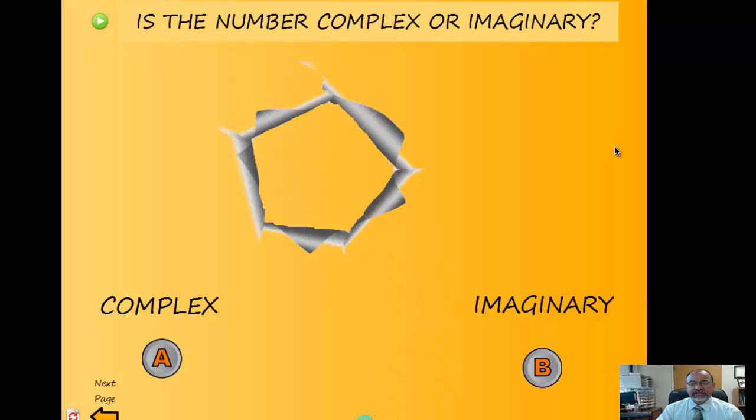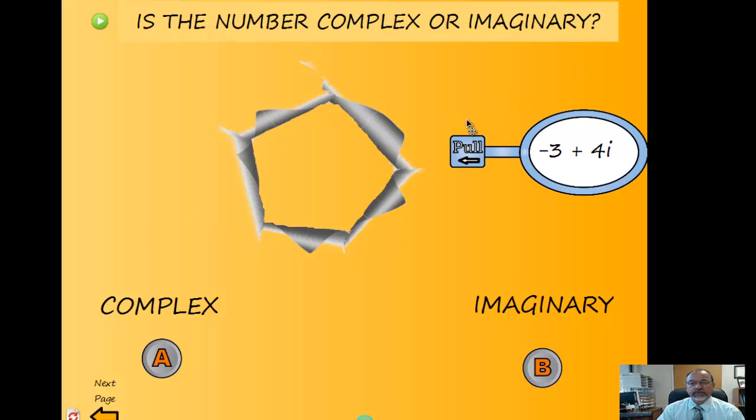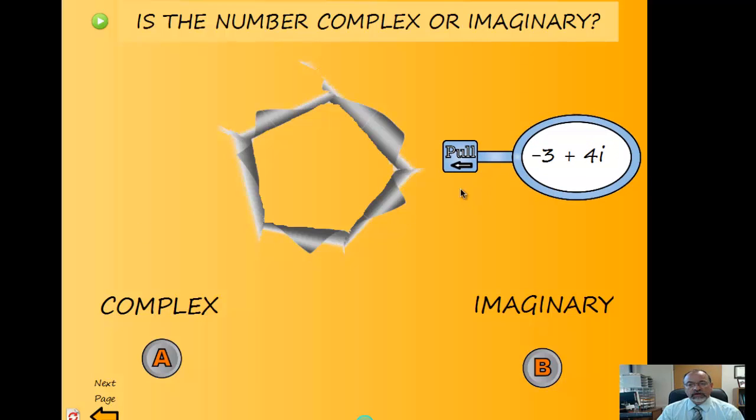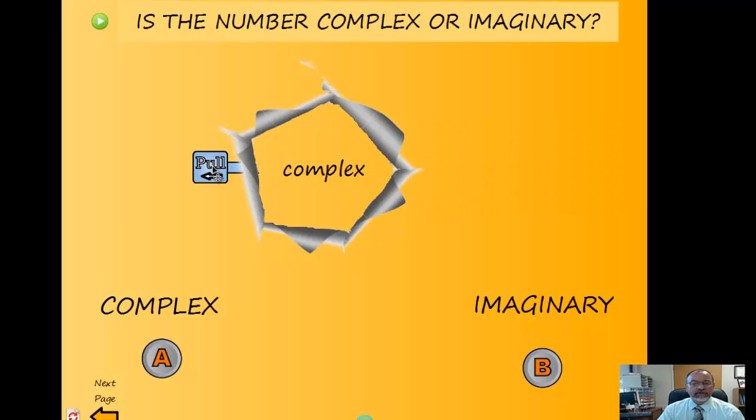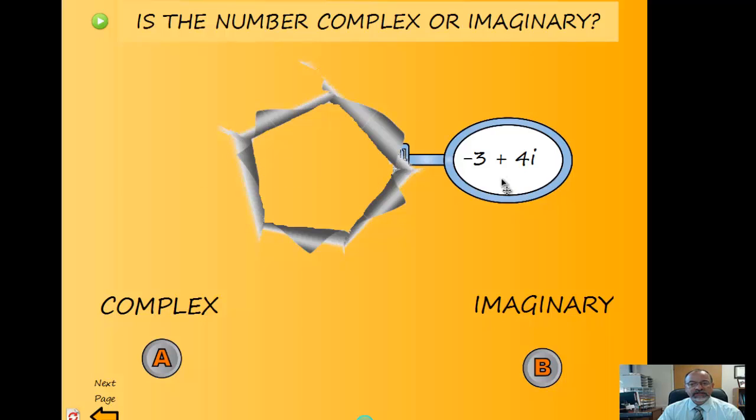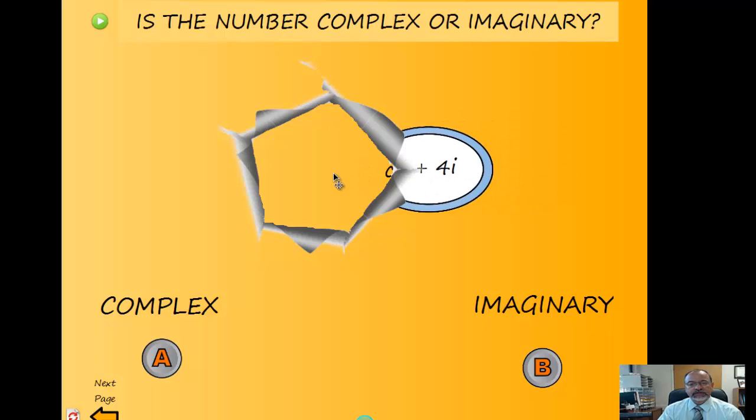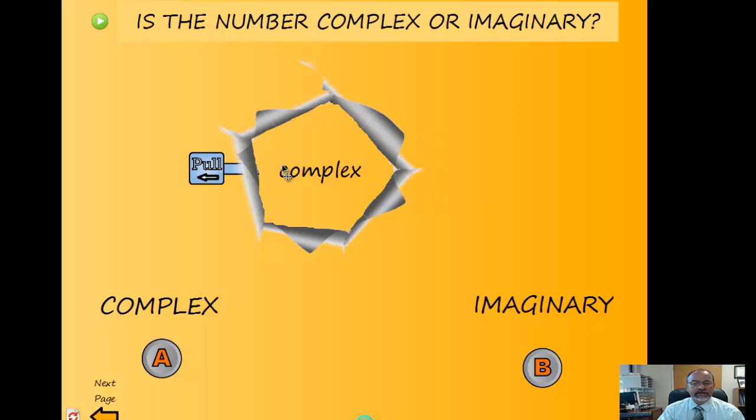So for example, I'll run a few examples by you, see how you do with this. So 3 plus 4i, or -3 plus 4i, is that complex or imaginary? That would be complex because it has a real part and it has an imaginary part. So this would be a complex number.